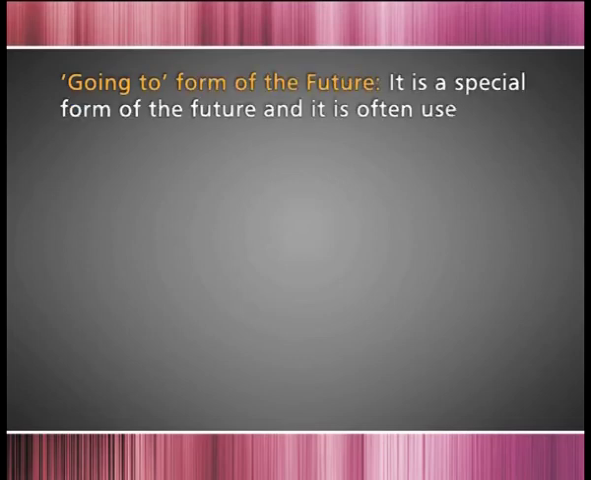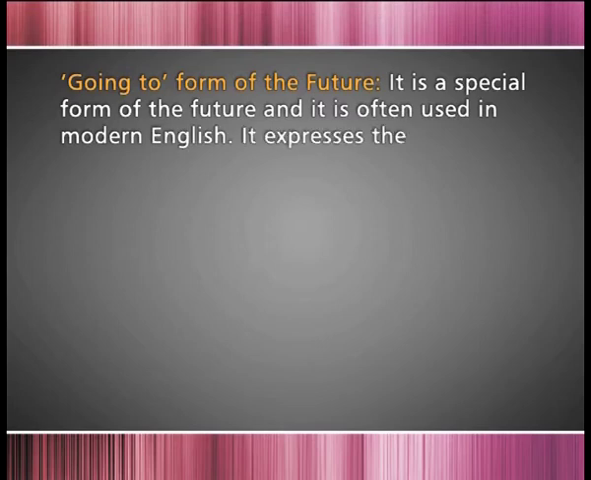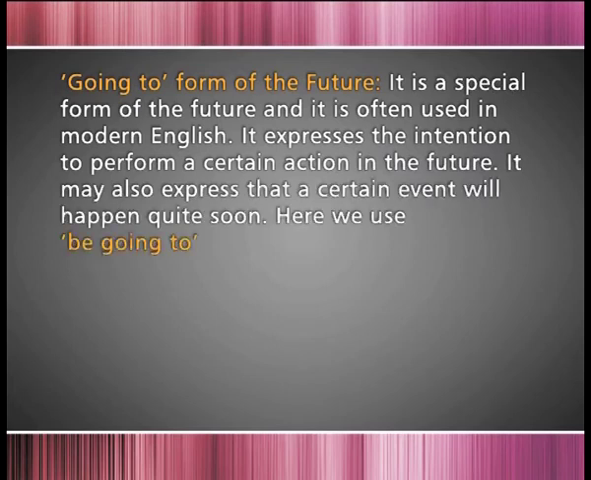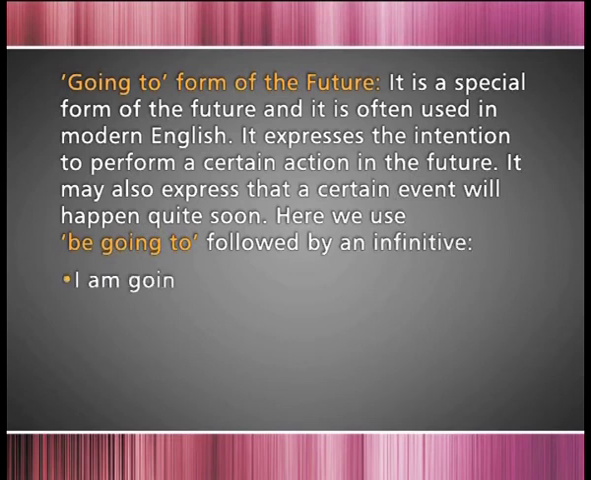Future time reference without the future form of the verb. Apart from these, there are certain other ways also of expressing the future which are more common nowadays. Look at the points now. Going to form of the future. It is a special form of the future and it is often used in modern English. It expresses the intention to perform a certain action in the future. It may also express that a certain event will happen quite soon. Here we use be going to followed by an infinitive.